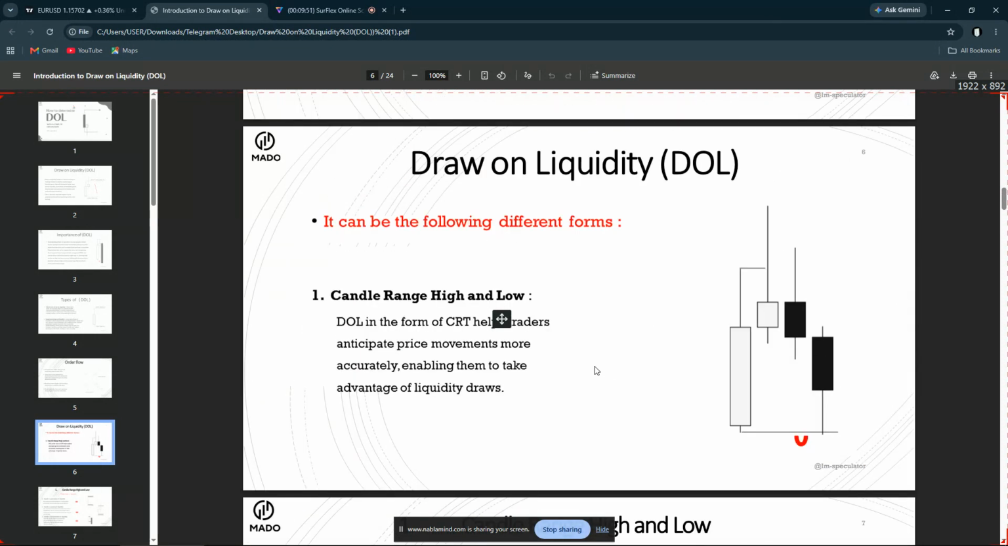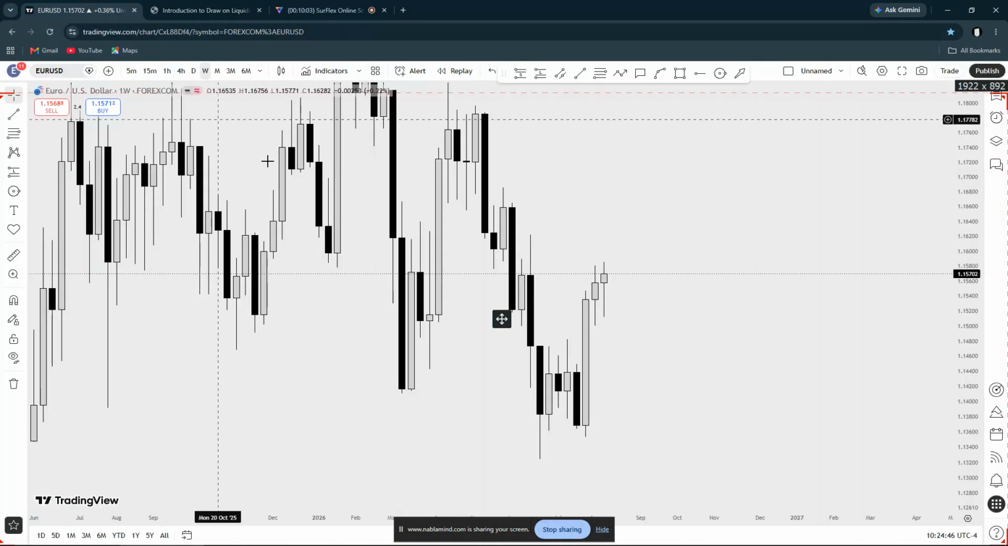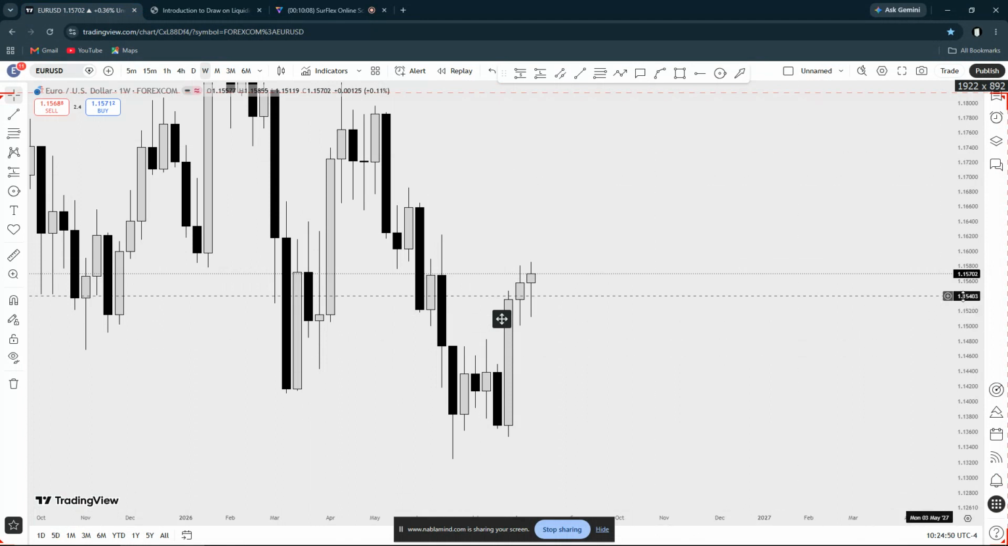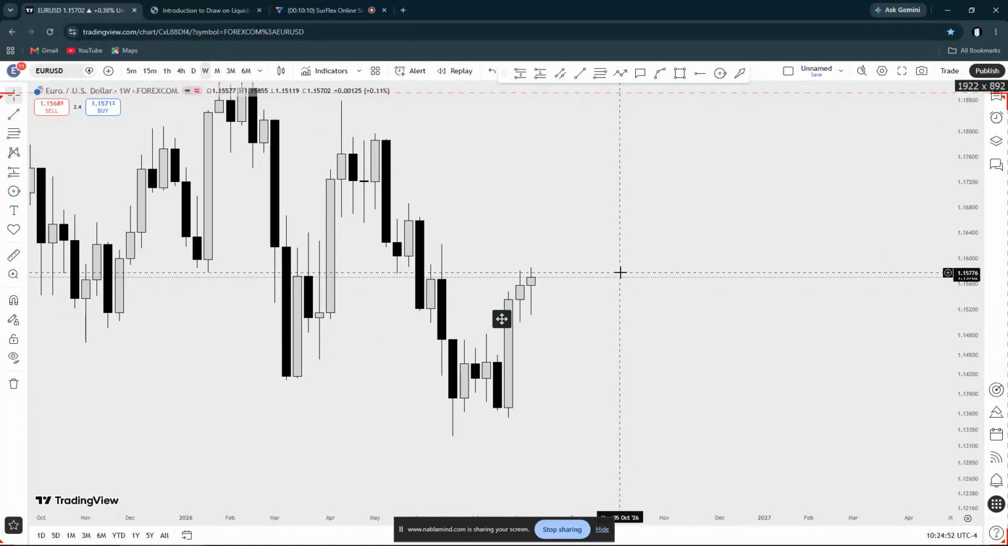So without wasting much of your time, let us dive into the chart and let me give you examples of how to determine draw on liquidity on the higher time frame, then breaking it down to the intermediate time frame to frame a trade idea. Now, looking at this trade, this is EURUSD on the higher time frame.